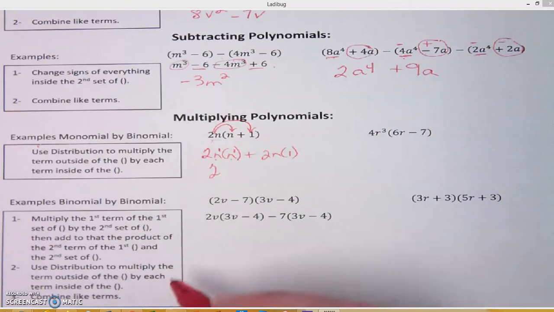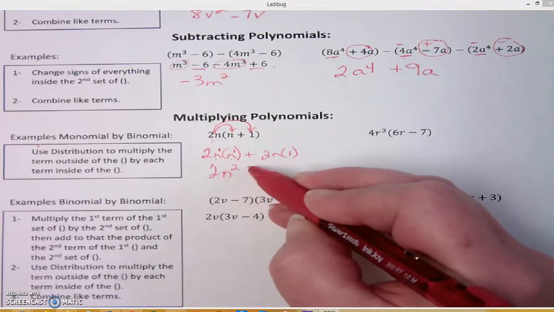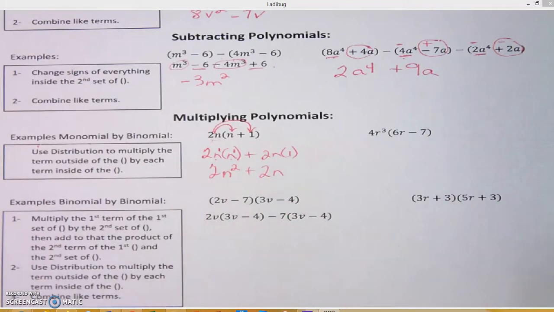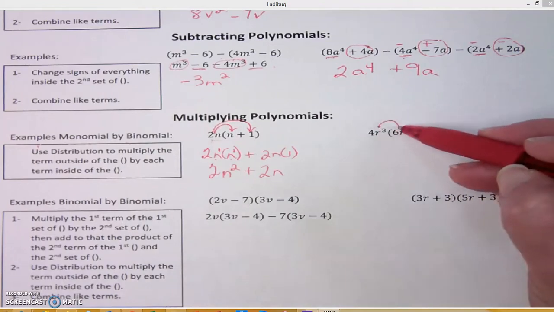2n times n, remember we add the exponents. It's an understood exponent of 1. So I'm going to have n squared. And then 2n times 1 is just 2n. So again, you could pause it and try this on your own. We're going to go ahead and do this one.